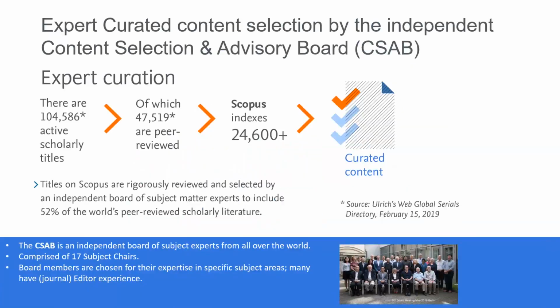To maintain the high quality of Scopus content, titles submitted must meet the criteria of different publication types in order to be indexed in Scopus. All the contents are selected and curated by the Content Selection Advisory Board. It is an independent board of subject experts from all over the world. It is comprised of 17 subject chairs. The chairs are experts from their own fields and often have editorial experience. The titles indexed in Scopus will also be re-evaluated to make sure the quality meets the standards.